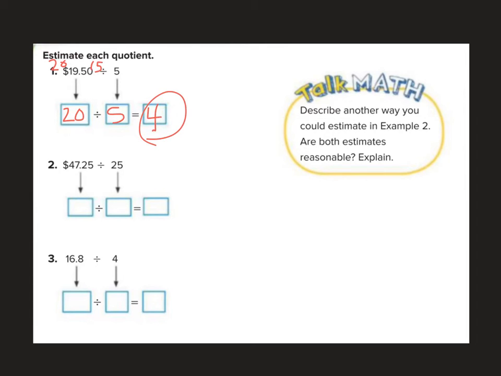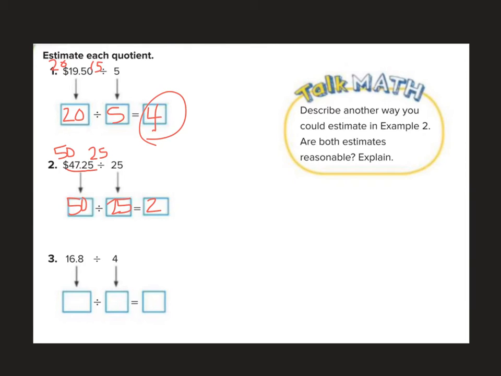So 25. You know, I do like 25. I don't mind it, because I can count by 25, 50, 75, 100. That's easy enough. Now, I have to count by 25s, so 47.25 is between 25 and 50, if I'm counting by 25s. Closer to 50. 50 divided by 25 is 2. Okay, let's try another one.